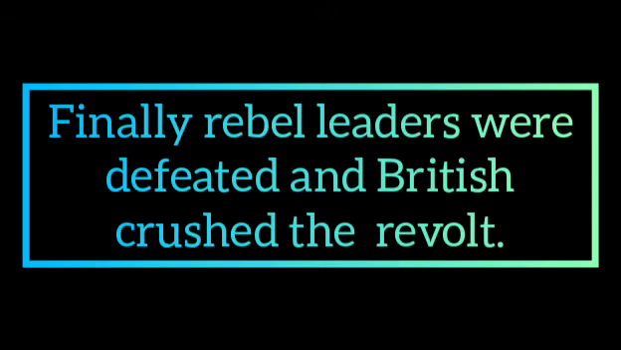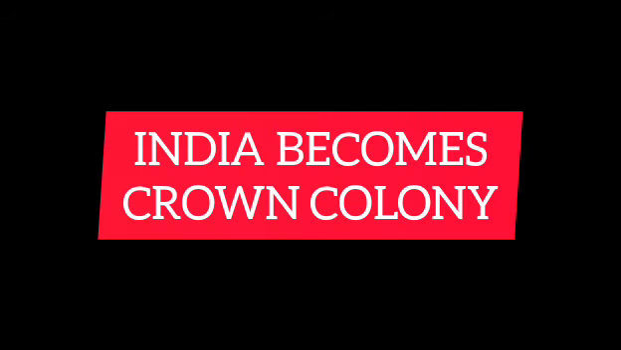In late 1857, Delhi was captured by the British. Bahadur Shah was captured and transported to Burma. Next, India becomes a crown colony. India becomes a British colony.